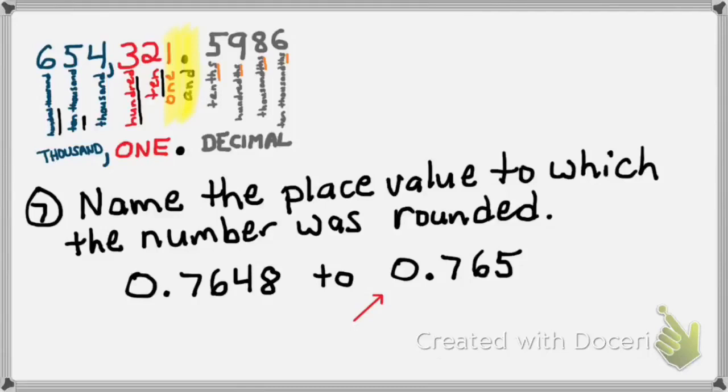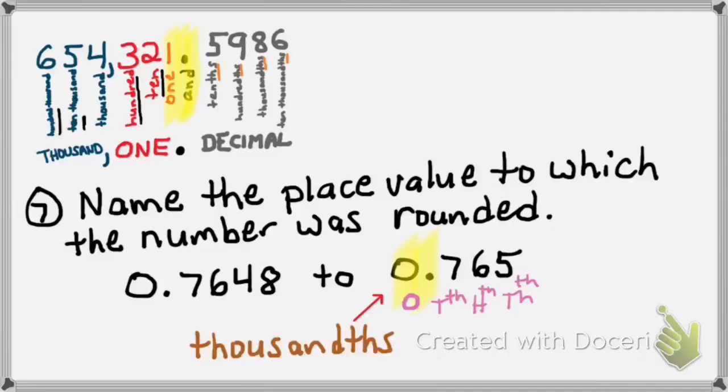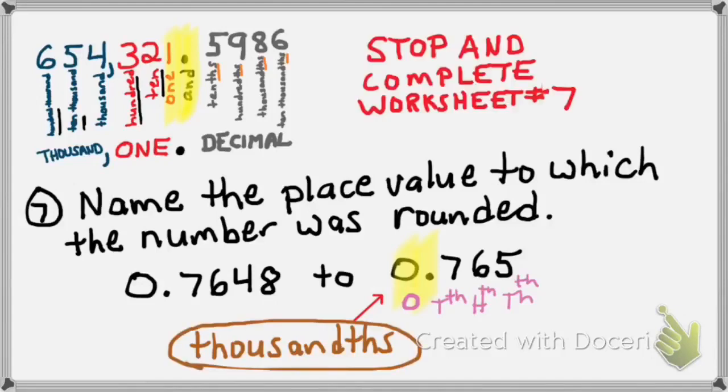So, how do I do that? As always, highlight the digit in the ones column and the decimal. Label it O for ones column. And now I'm going to label all of my columns all the way down to my last digit. So after ones comes tens or tenths, then hundreds or hundredths, and then thousands or thousandths. So this digit is in the thousandths column. Therefore, the number was rounded to the thousandths column because the last digit is in the thousandths column. Please stop the video and complete worksheet number 7 right now.